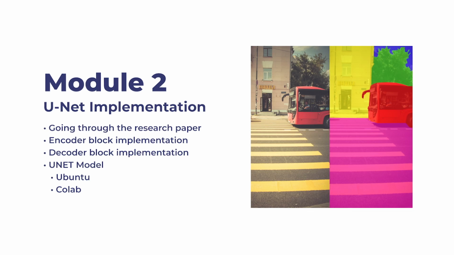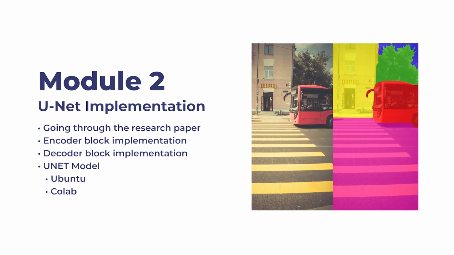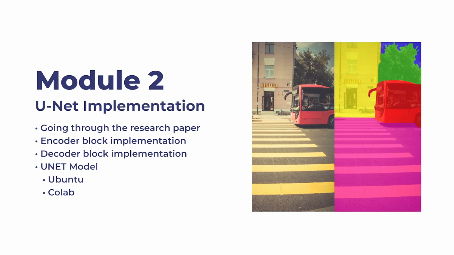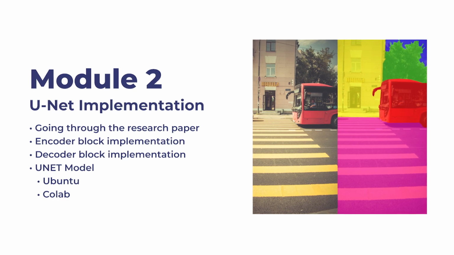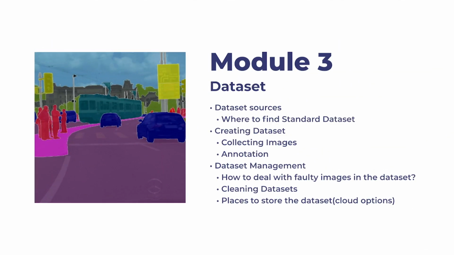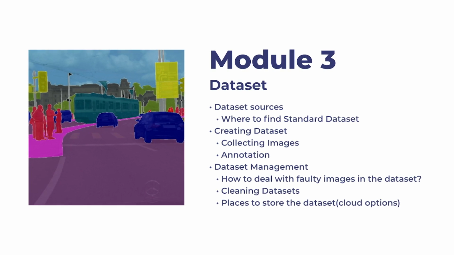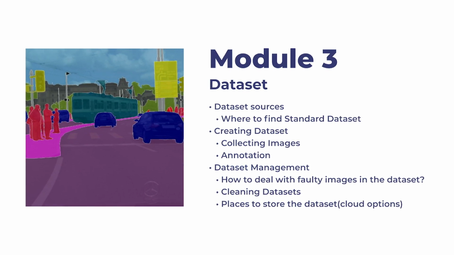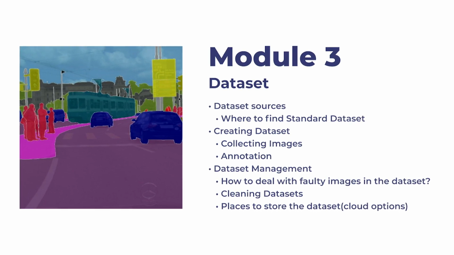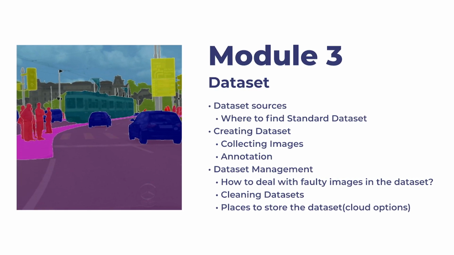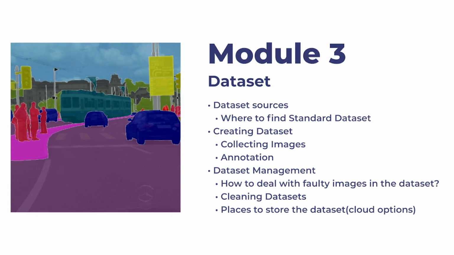The second module deals with the implementation of UNET. We'll go through the research paper, study the implementations of encoder and decoder blocks, as well as code our first UNET model in Ubuntu and Colab. Module 3, working with a dataset. We'll look into ways of finding a standard dataset, creating it by collecting and annotating images, and then processing them into proper images and masks. We will then conduct dataset management and find a way to deal with faulty images, cleaning them, and exploring options to save them in the cloud.